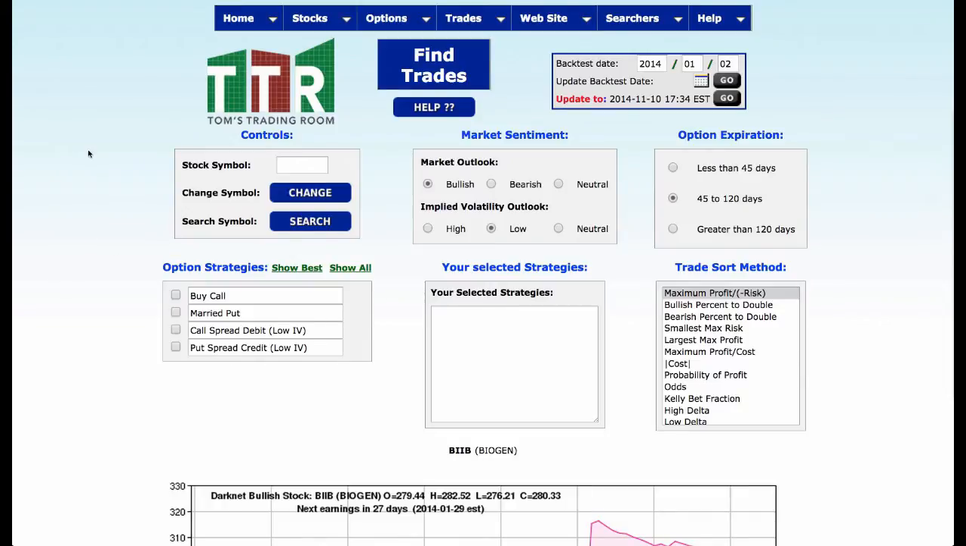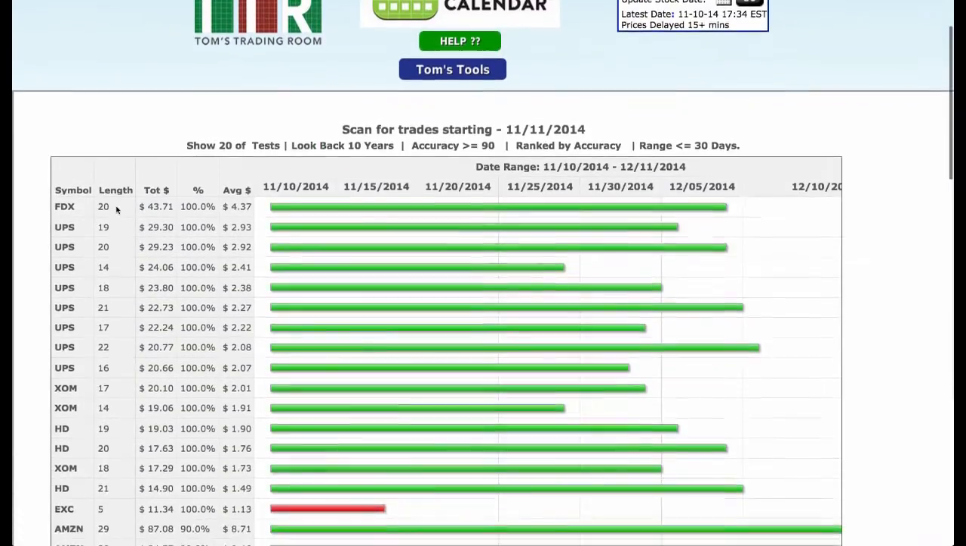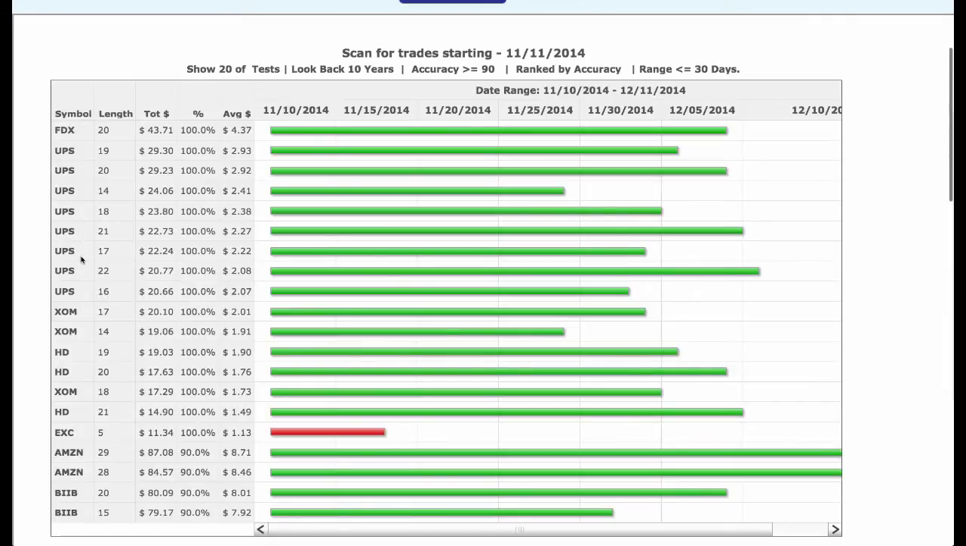So let's say you have a stock, for whatever reason, that you want to look at in terms of option strategies. I'm going to show you how we do it. What I'm going to do is click on the Money Calendar. The Money Calendar for tonight is telling me FedEx and UPS seem to be dominating the top portions of this. There's a 20-day trade in FedEx that over the last 10 years has averaged $4.37 a share return. That starts tomorrow and goes through the first week of December. So I'm going to click on that.